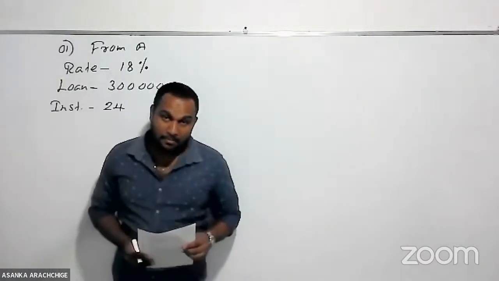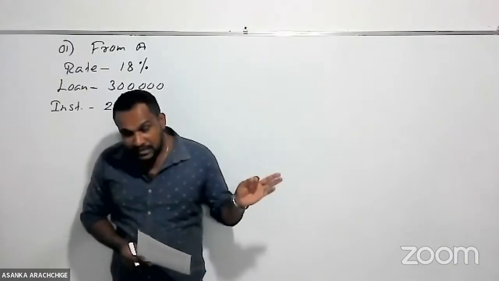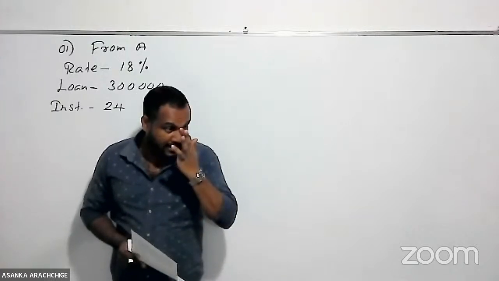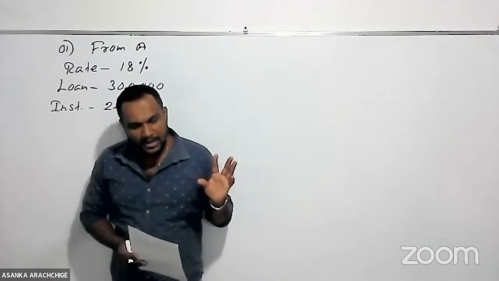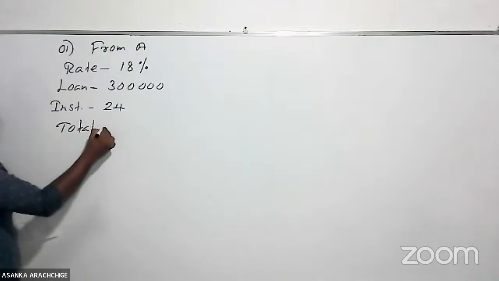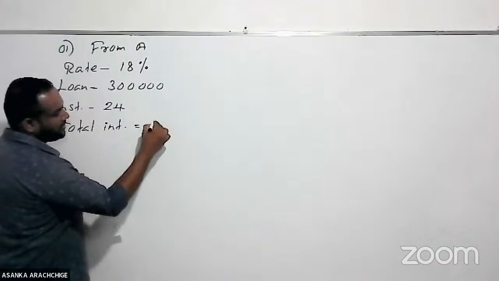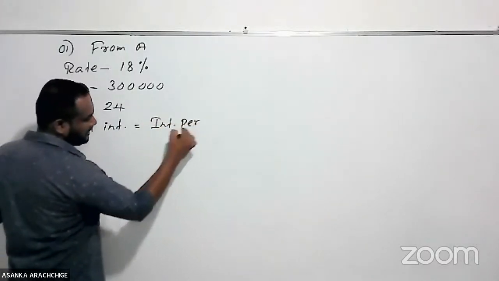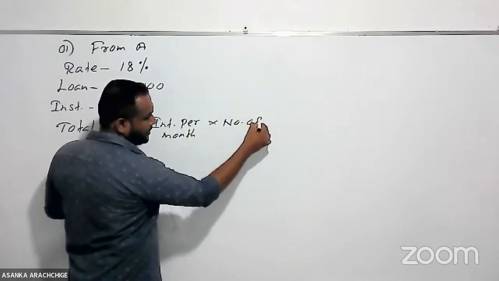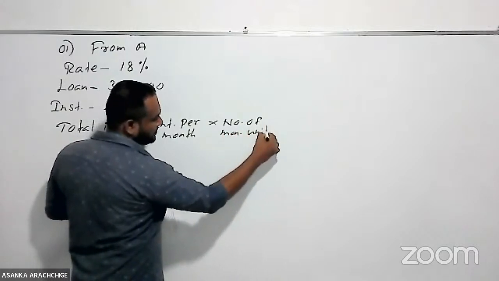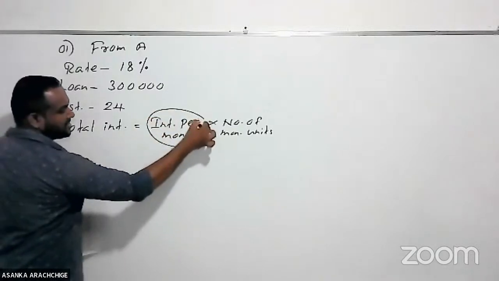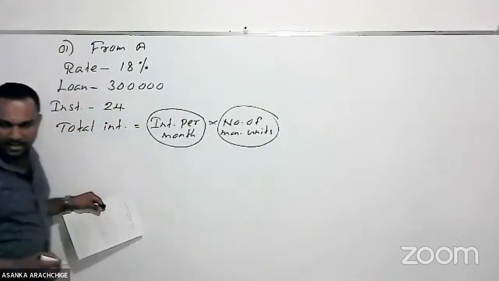But tell me, what is the method of getting the total interest when it happens under reducing loan amount? If the interest is calculated upon the reducing loan balance, how do we find the total interest? The total interest is equal to interest for 1 month, interest per month, එක මාසයකට interest එක, multiplied by the number of month units. This is the method. So, to find the total interest, first you need to find interest per month, then you need to find the number of month units.